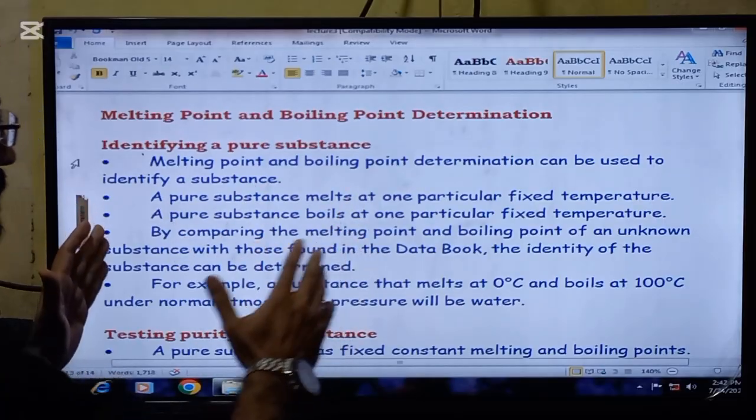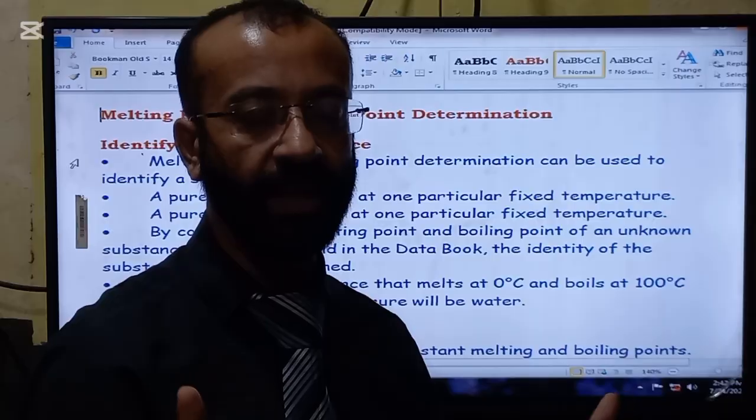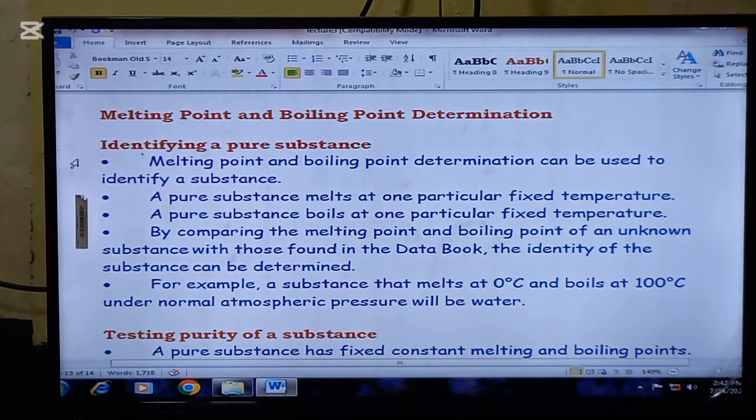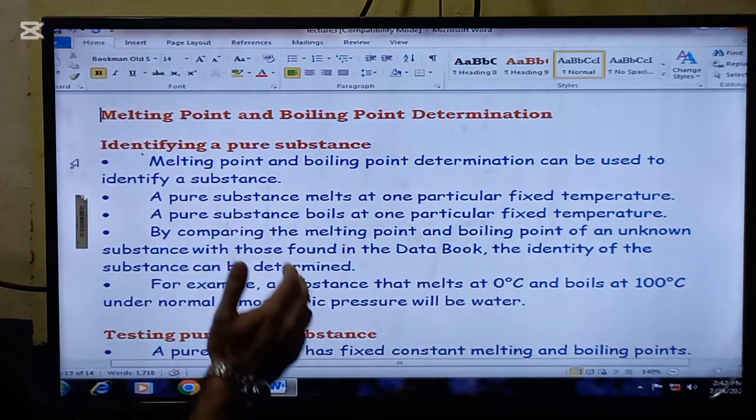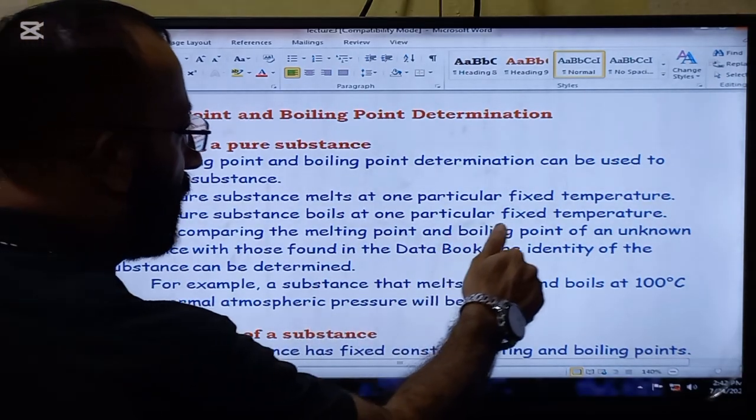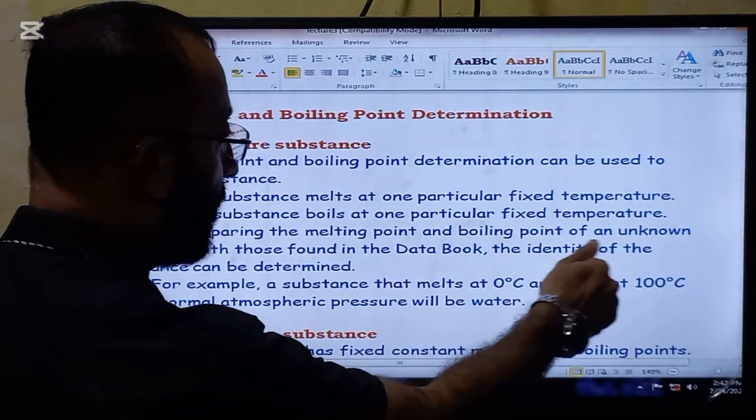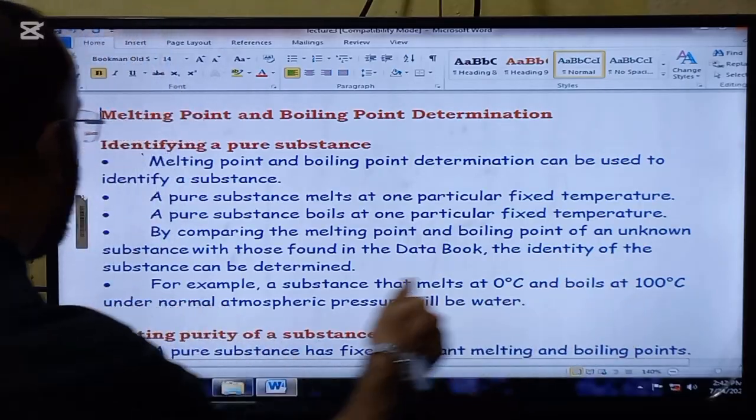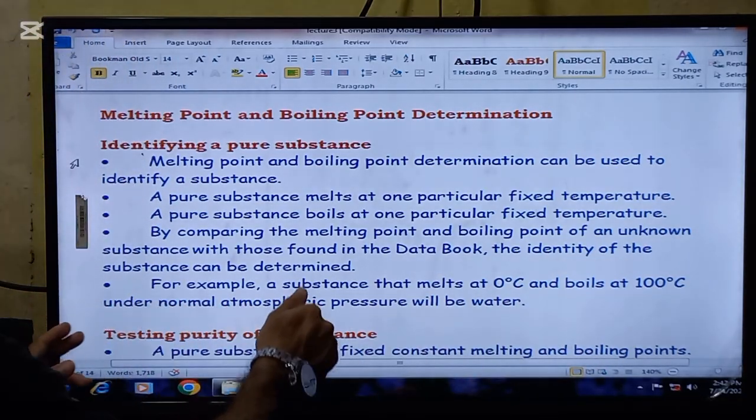Identifying a pure substance through the melting and boiling point of the substance. This is much more interesting and easy for you people to understand. Melting point and boiling point determination can be used to identify a substance. But how? Look here, a pure substance melts at one particular fixed temperature. A pure substance boils at one particular fixed temperature. So by comparing the melting point and boiling point of an unknown substance with those found in the data book, the identity of the substance can be determined.